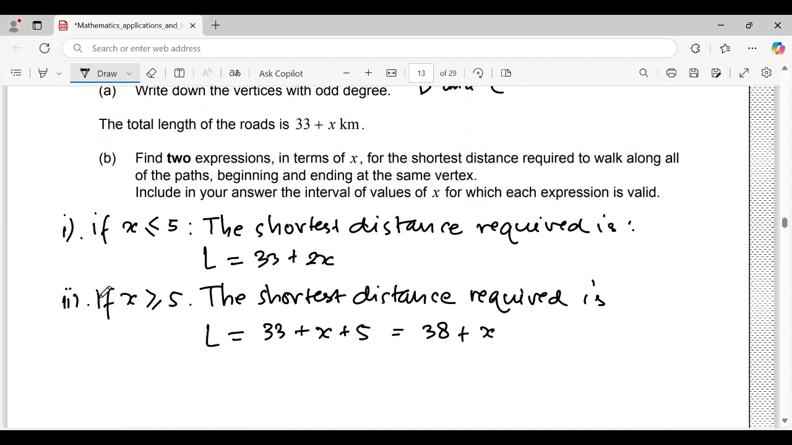So for part two, the total length of the walk includes extra AB and AC. This is extra AB and AC, and this one extra BC. Sorry, extra BC.